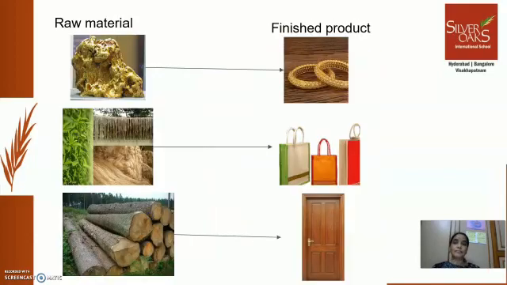Now let's look at a few more examples of raw material and finished products. So gold in raw form and then the finished products are bangles or some other jewelry. From jute, we get jute bags. From wood, we get wooden doors or furniture. So finished product is wooden door, raw material is wood.